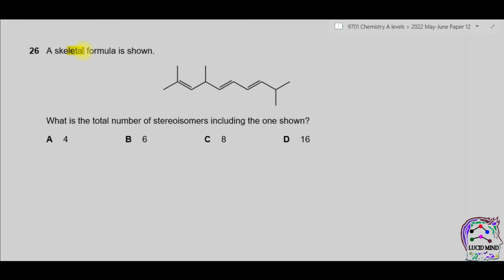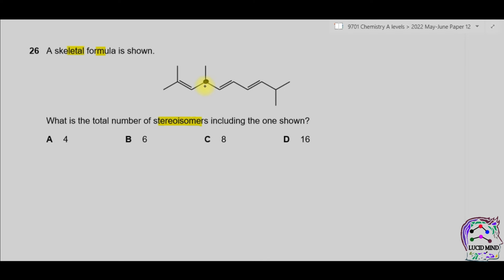Question 26, a skeletal formula is shown. What is the total number of stereoisomers, including the one that is shown? Now these stereoisomers could be from chiral centers, the optical isomers, or they could be cis-trans isomers. Let's see whether we have a chiral carbon here or not. So let's look into these carbons. The carbon that is connected to 4 different groups must be chiral. So let's look at this carbon.